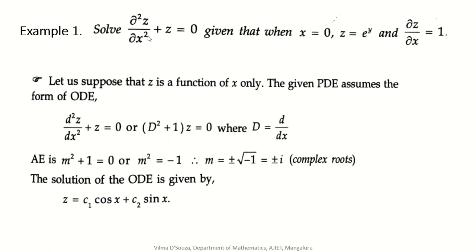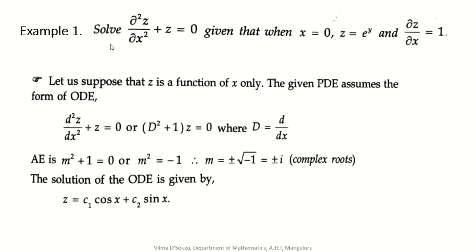solving an ordinary differential equation. Now what you do is assume that z is a function of x alone. You have the derivative with respect to x here, so you assume that z is a function of x alone. Then the given PDE assumes the form of an ODE. If z is a function of x alone, instead of partial derivatives you will have ordinary derivatives. So this becomes d²z/dx² + z = 0.